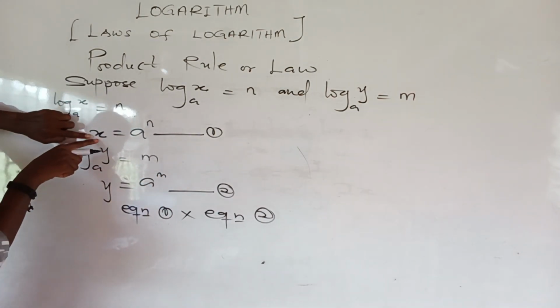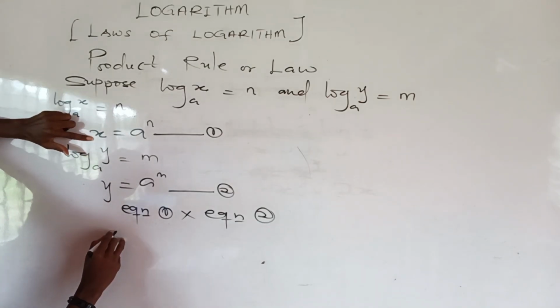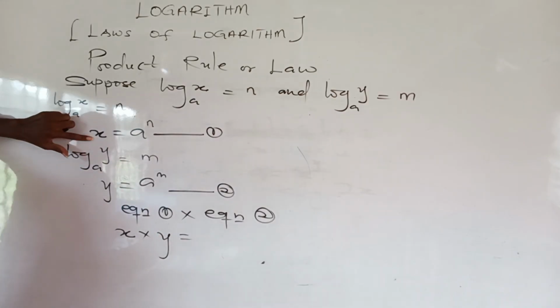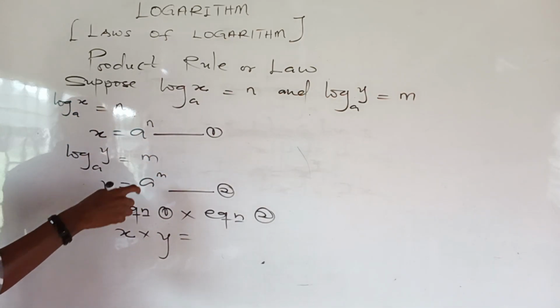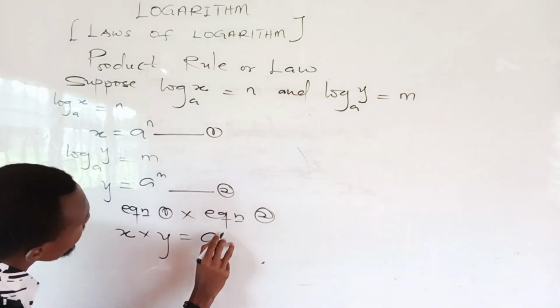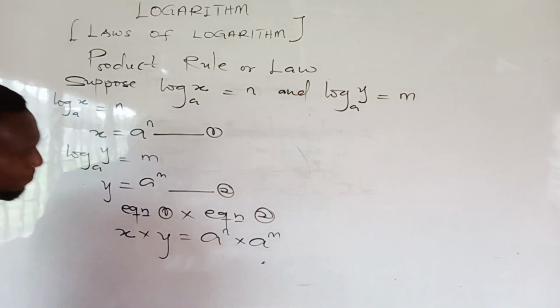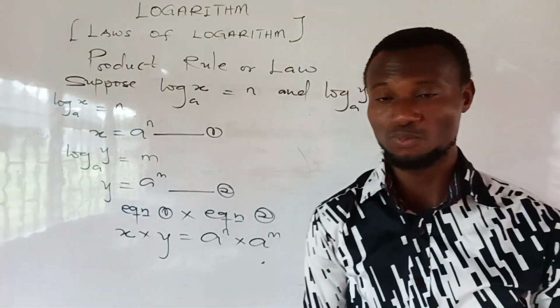So it's going to be s times y. Okay, so we are multiplying. So s times y should be equal to a to the power n times a to the power m. I hope you understand and you agree with me up to this point.